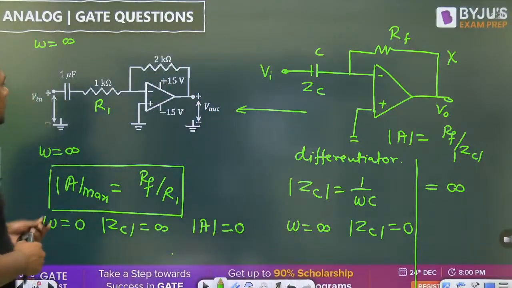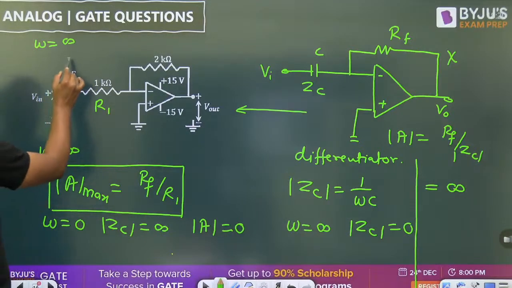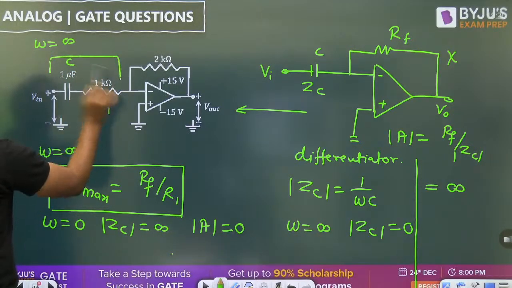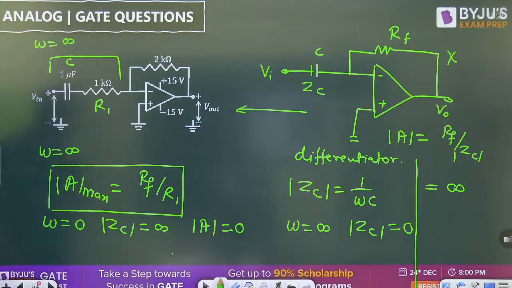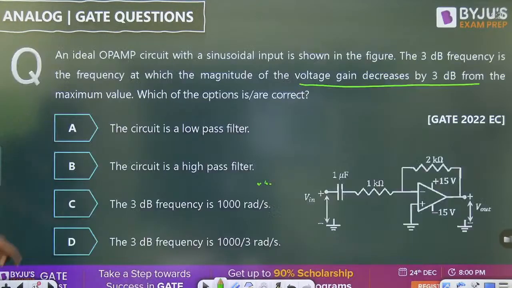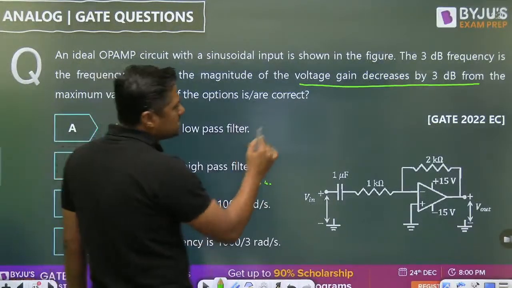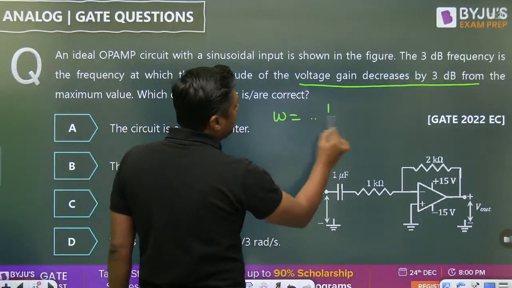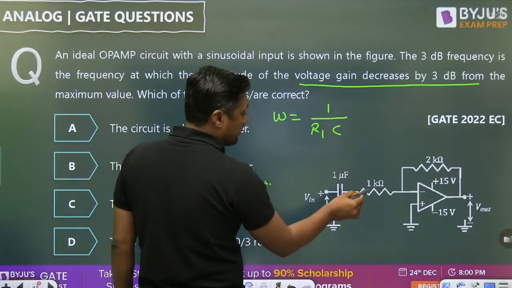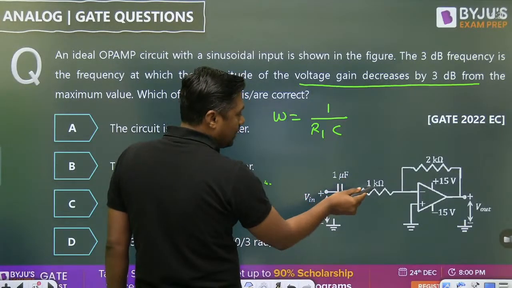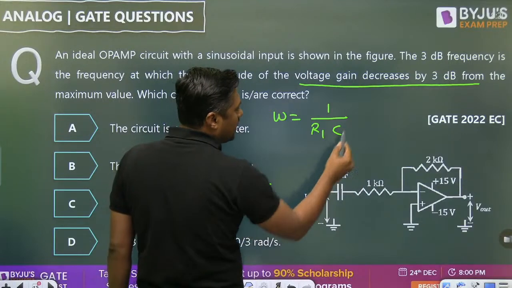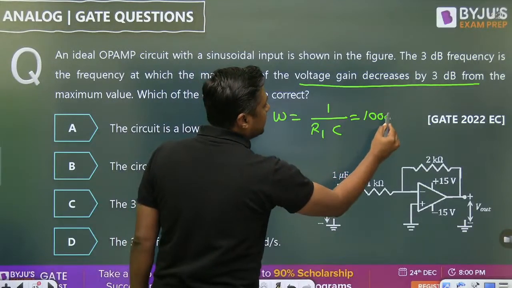And what is the cutoff frequency for a high pass filter? This is an important parameter: 1 by 2 pi R1C. So what is asked here? The 3 dB frequency is in radian per second. If it is radian per second, then the cutoff frequency is simply given by 1 by R1C. Put the value of 1 kilo ohm, put the value 1 microfarad, and you will get 1000 radian per second.